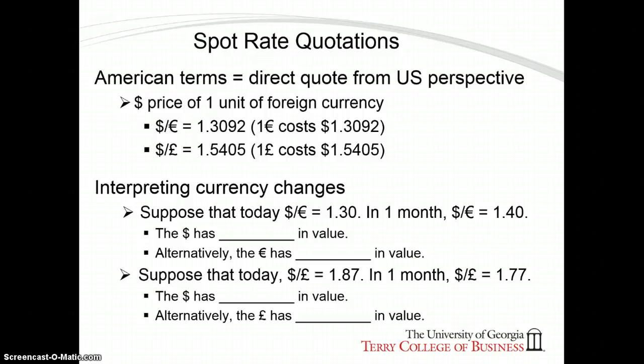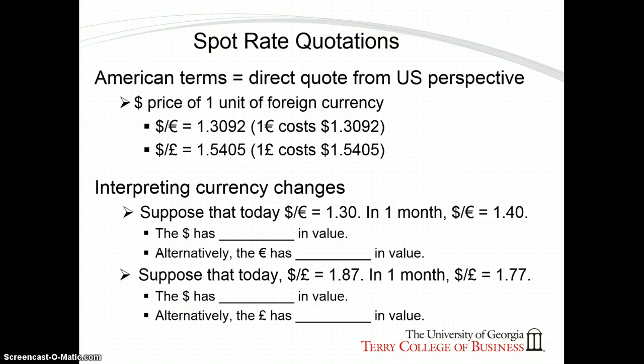Let's take a moment to practice interpreting changes in the rates. First, suppose that today the American term quote for the euro is $1.30 per euro. However, in a month, we observe that the rate is $1.40. What does this imply about the values of the dollar and the euro?